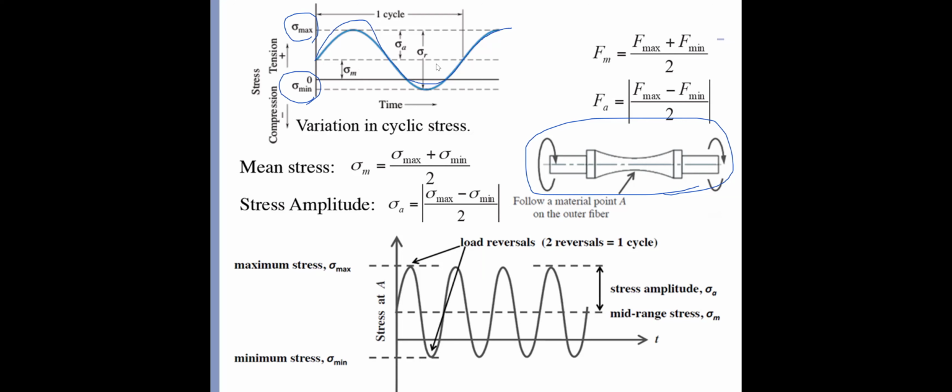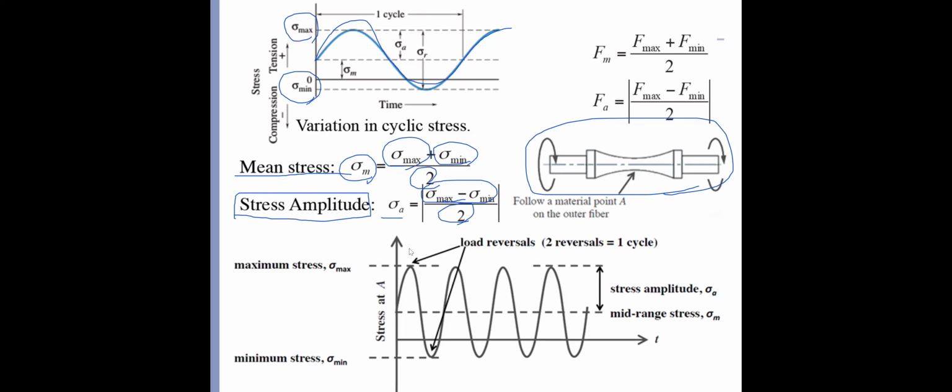Therefore, we can figure out its mean stress, or we can say the mid-range stress, sigma m, equals the maximum stress plus the minimum stress divided by 2. And the stress amplitude, sigma a, equals the absolute value of the difference between the maximum and minimum stresses divided by 2, okay?